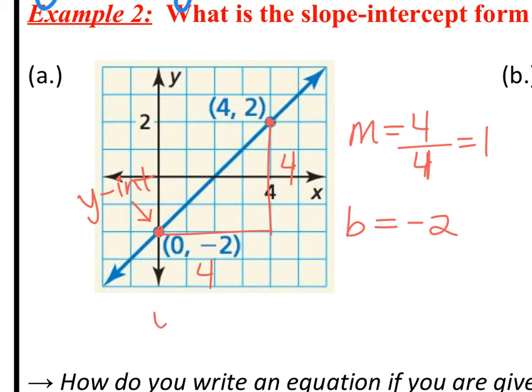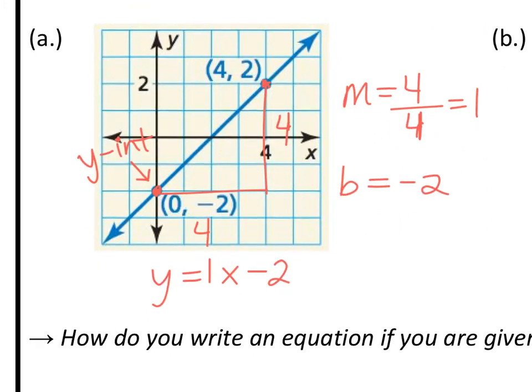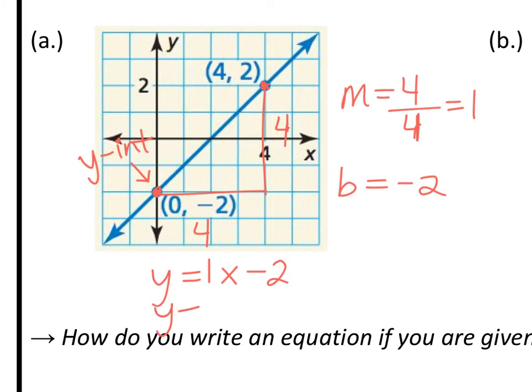Put that together in an equation. Y equals 1x minus 2, which you could also write as just x minus 2. Either of those is a perfectly acceptable answer. I will take either one. Now find the slope. Make sure you check if it's positive or negative. The last one we just did was positive.